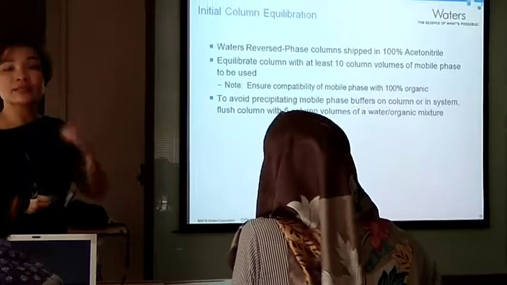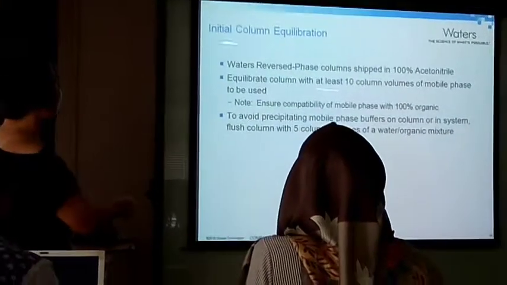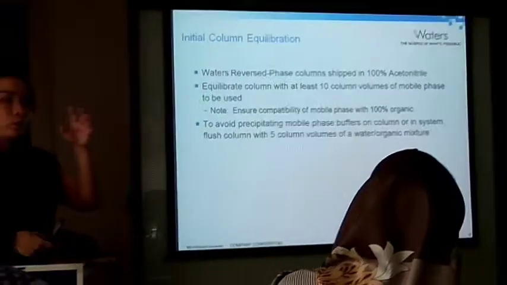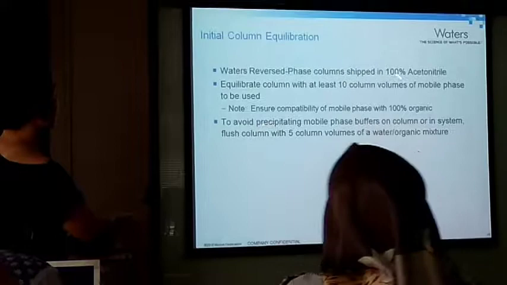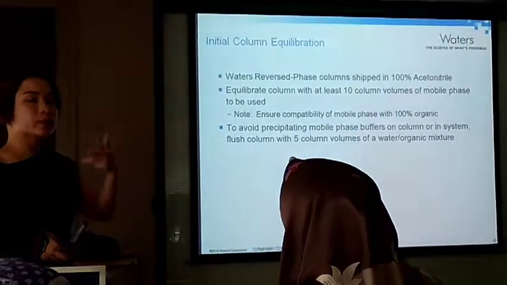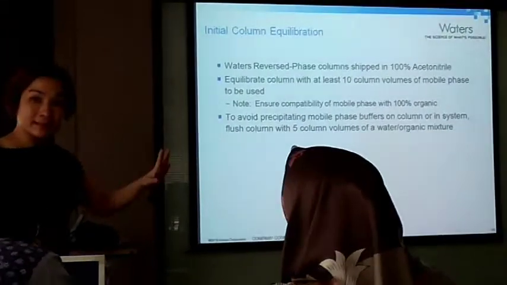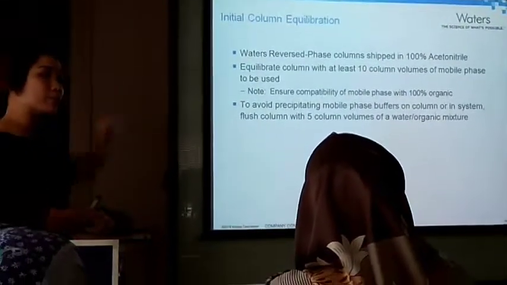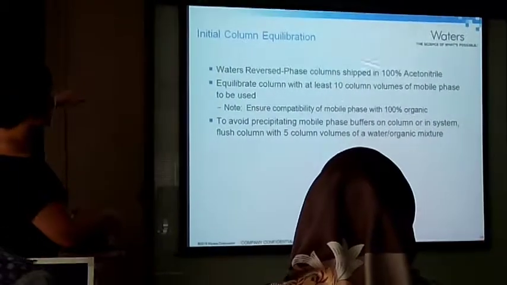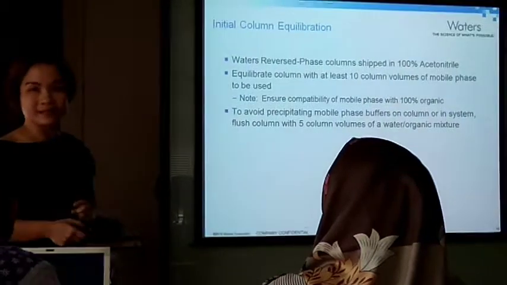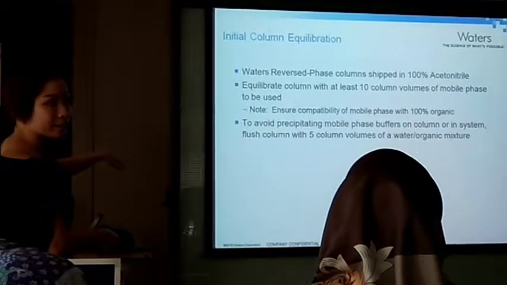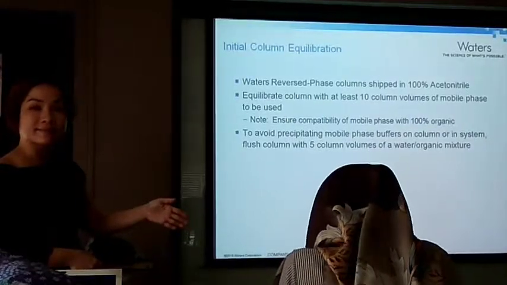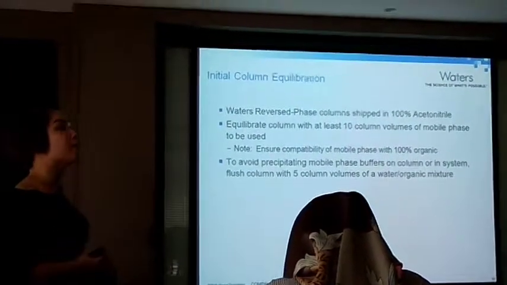So what should you do when you first receive the column? As I mentioned, all Waters reverse phase columns are always shipped in 100% ACN. To use this column, first you must flush with 100% ACN, 10 column volumes. Flush out the ACN first, equilibrate the column with ACN first. Then, if the salt in your mobile phase buffer is not too high, you can equilibrate with 10 column volumes of mobile phase. But if you have a very high salt buffer in your mobile phase, always go through water first, water and ACN, 5 column volumes, before you go into 100% buffer.